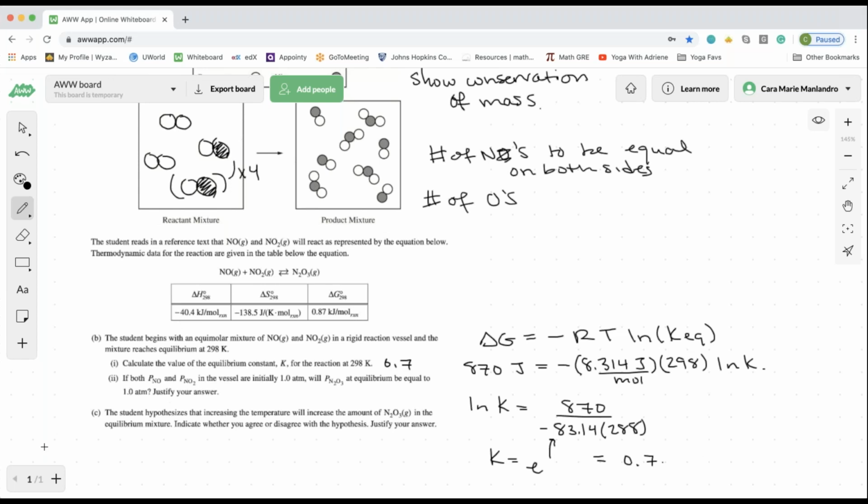Okay, great. So if both NO and NO2 in the vessel are initially 1 atm, okay, so let's remember to mute your microphones. Thank you. Where did the R value come from? Okay, good question.